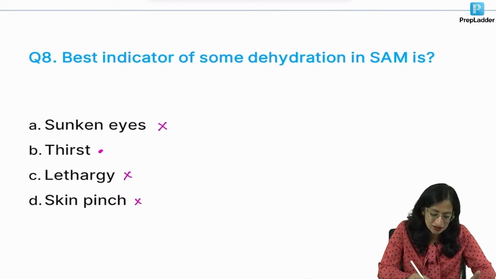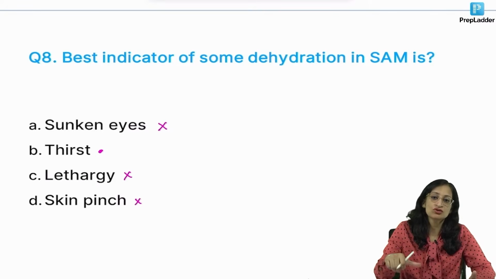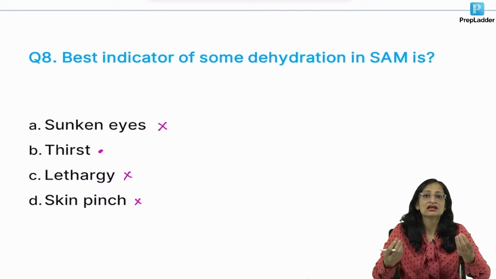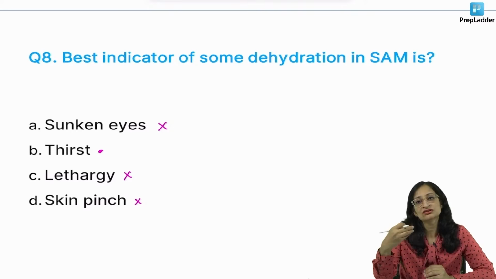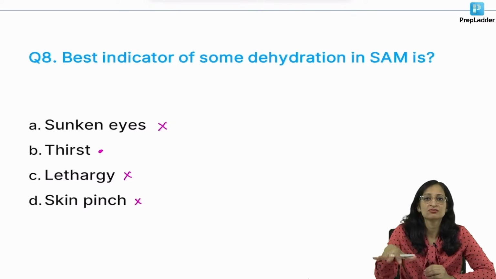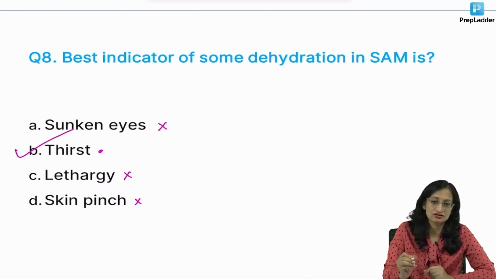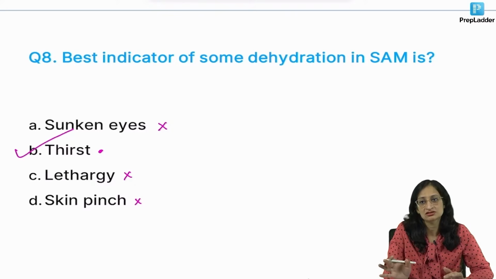Again, because of the lesser subcutaneous tissue, if you do the skin pinch test on the abdomen, you can find that the skin pinch is not going back to the normal form, right? So the best answer is thirst here. I can see most of you answering. So B, thirst is the best answer here.